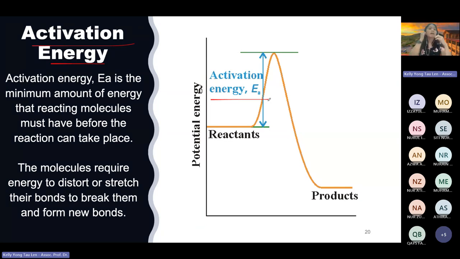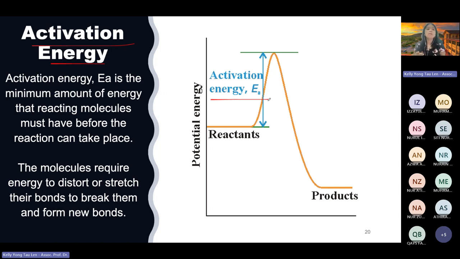Meaning let's say lah, activation energy for this reaction is 100 kilojoule per mole. If your A and B still don't have enough, 100 kilojoule per mole, the reaction can never occur. So what do you do? That's why you remember, sometimes we heat up the reactant.